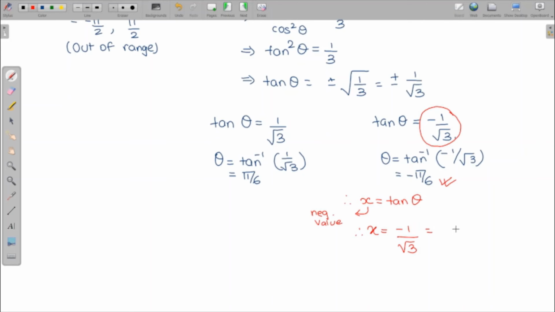This can also be written like this: minus 1 by root 3 into root 3 by root 3. If you divide the denominator by root 3, you have to multiply the numerator by root 3 as well. So this will become minus root 3 by root 3 into root 3, which will give you 3. So this will be your final answer for this question.